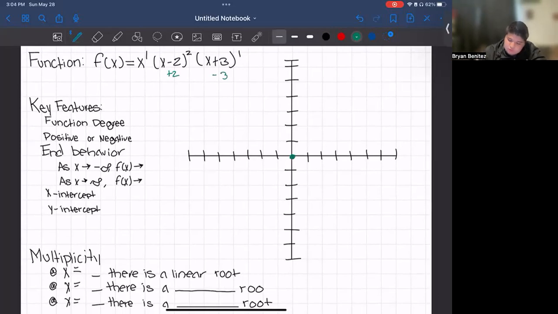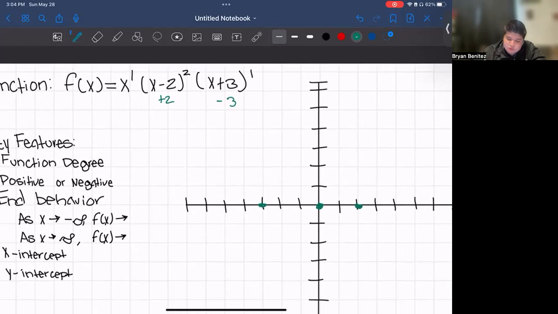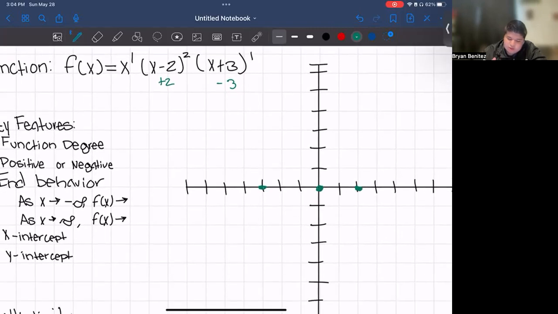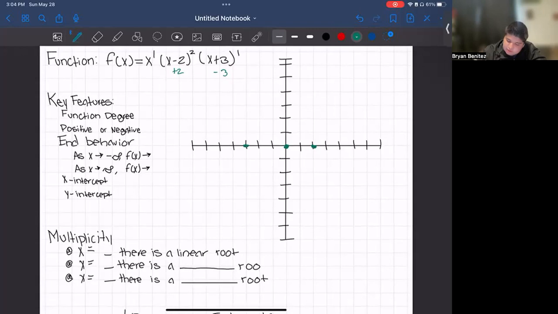So it's going to be a point on negative 3 and a point on positive 2. Then we must look at our exponents to determine whether it's going to be linear, quadratic, or cubic. And since we have a linear root on negative 3, it's going to go straight up. And since there's also a linear root on x, it's going to go straight down.